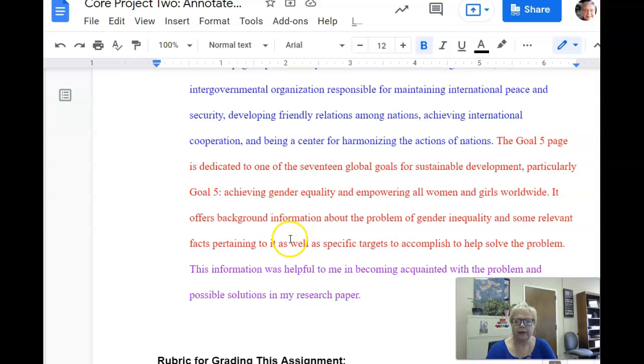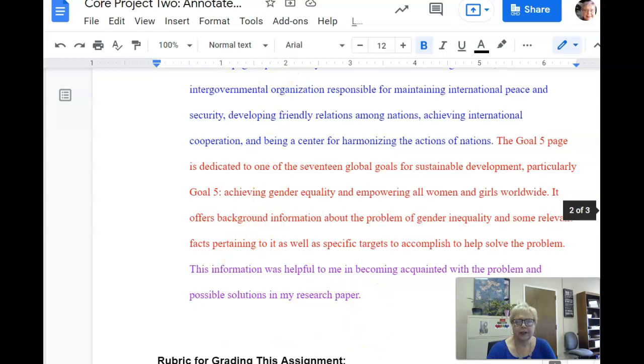It offers background information about the problem of gender inequality and some relevant facts pertaining to it, as well as specific targets to accomplish to help solve the problem. So that's what that page is all about. That's my summary of it. And then finally, this information was helpful to me in becoming acquainted with the problem and possible solutions in my research paper. So this is what you're going to do.